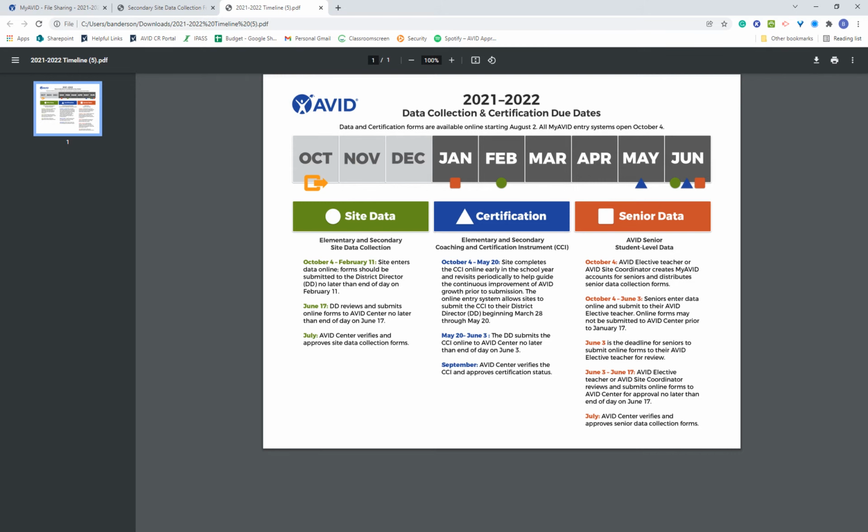Site data is really important. It's one part of the certification process. AVID Center data, the CCI, and then if you have senior level data are all part of the certification process. And if you don't complete those things, it has an impact on your site's certification. So we really want to encourage you to do that. And so we've created this tutorial or walkthrough as a way to help support you in that process.